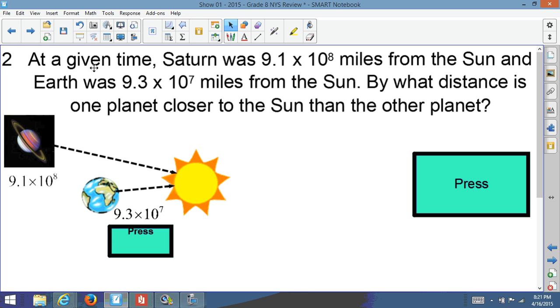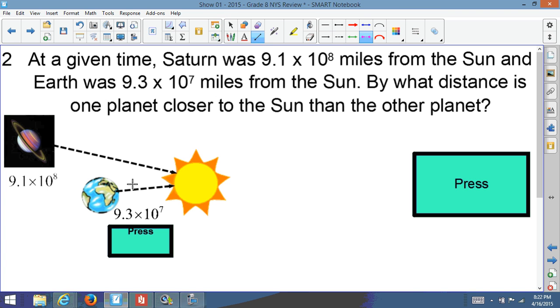Here we have a question. At a given time, Saturn was 9.1 times 10 to the 8th miles from the Sun, and the Earth was 9.3 times 10 to the 7 miles from the Sun. By what distance is one planet closer to the Sun than the other planet? Well, we have Saturn over here at 9.1 times 10 to the 8th, and Earth over here at 9.3 times 10 to the 7. So let's take a look at this distance that we have here.